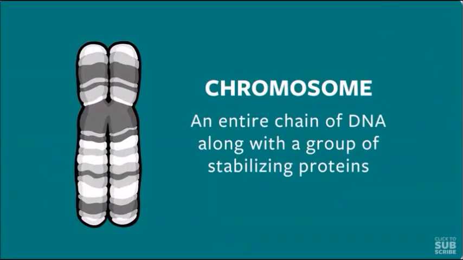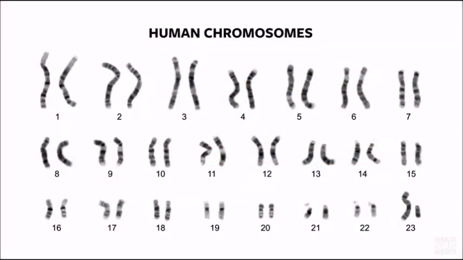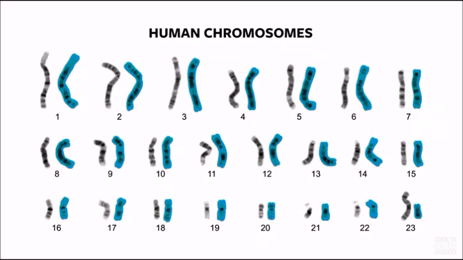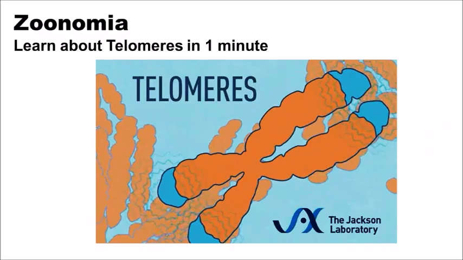A chromosome is an entire chain of DNA along with a group of stabilizing proteins. Humans typically have 23 pairs of chromosomes in each of their cells. That's 46 altogether. In your body, one member of each pair came from your father, the other from your mother.